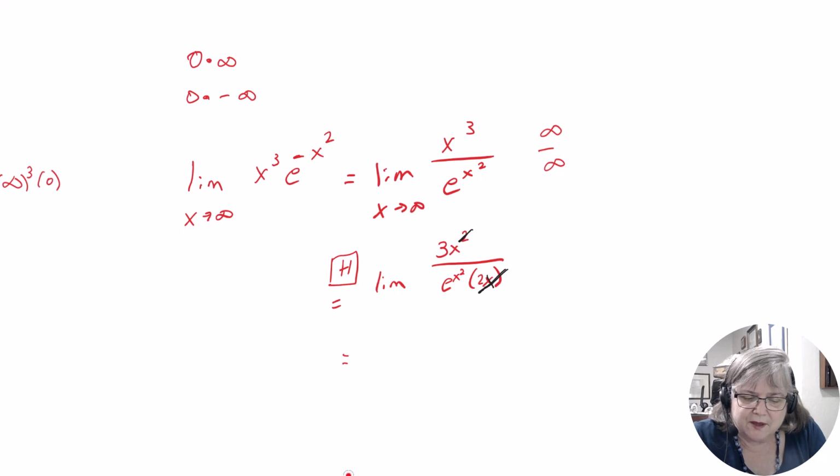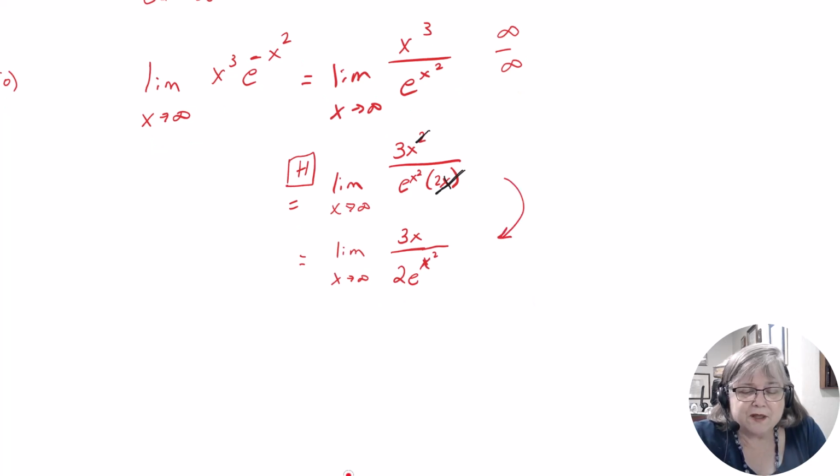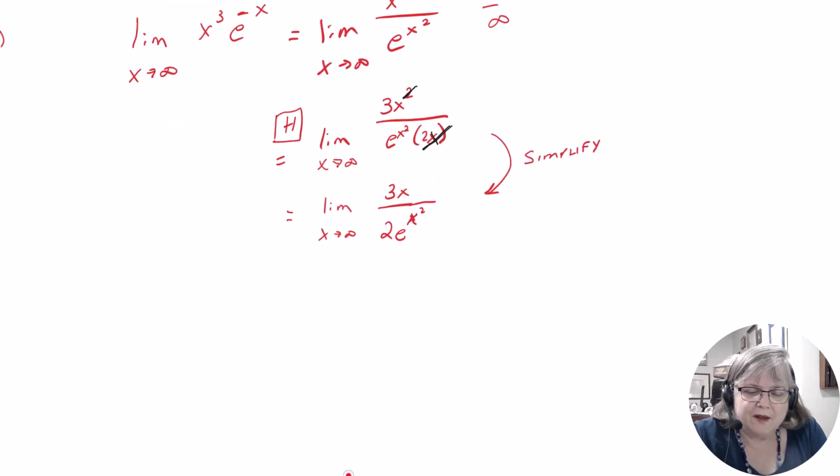So this is the limit as x goes to infinity of 3x over 2e to the x squared. Okay, so between here and here, I did not apply L'Hopital's rule. I just simplified it. So there's not one of those little box h's. All right. Now let's see where I'm at.